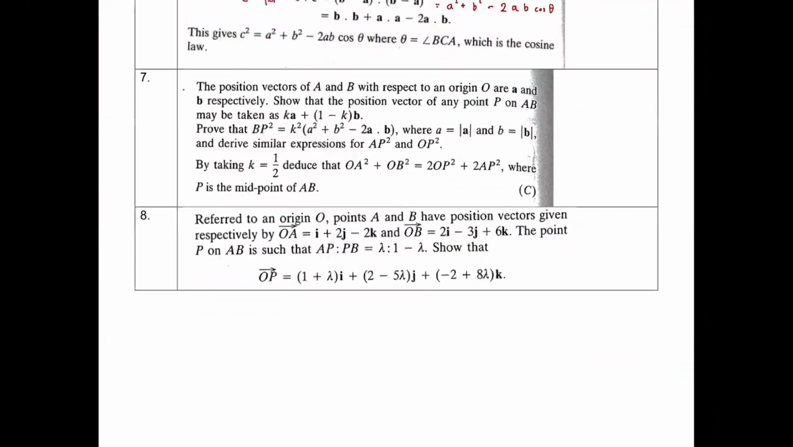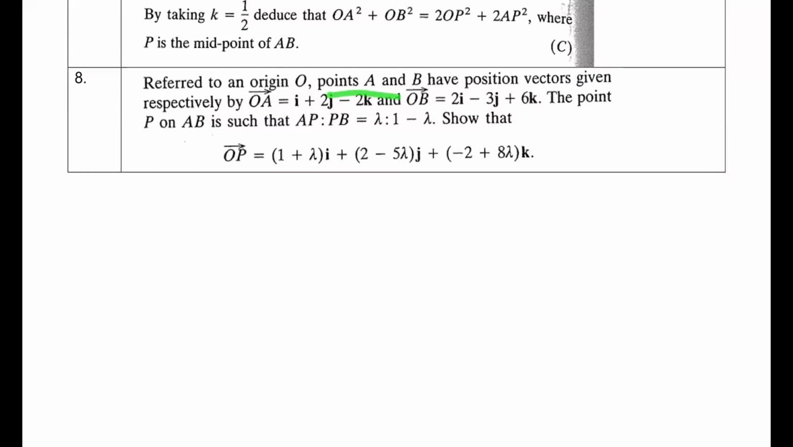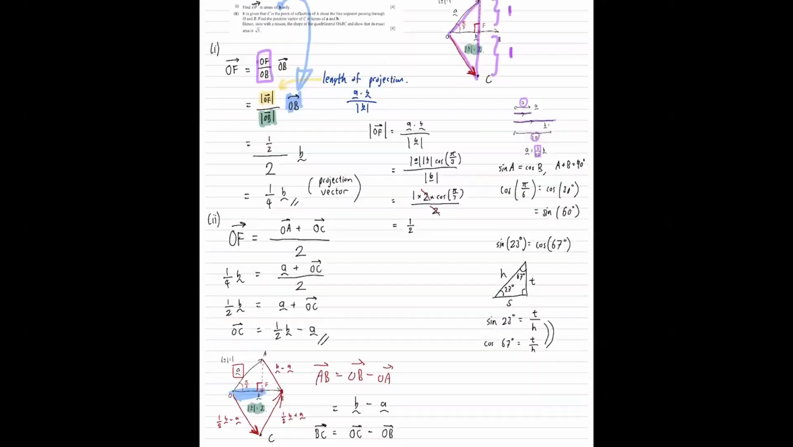Okay, question 8. Let's take a look. Refer to an origin O. Points A and B have position vectors given respectively by this fella and that fella. The point P is on the AB such that AP is to PB has a ratio of lambda is to 1 minus lambda. You want to show that the resulting vector OP follows this particular vector. So what rule do you think you want to use? You see O, A, B, and then a P, that's the ratio theorem. Very good. Yes, exactly. Ratio theorem.